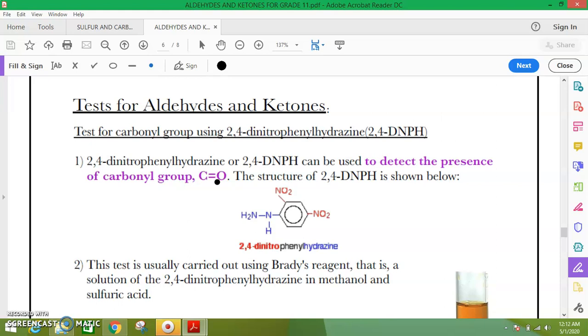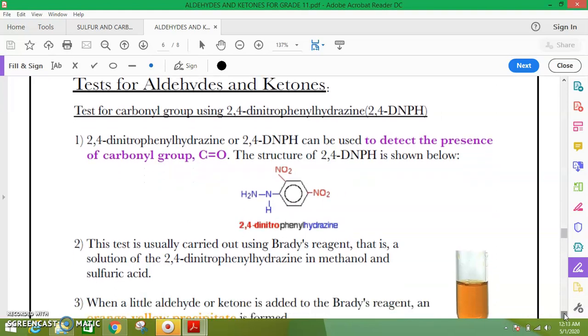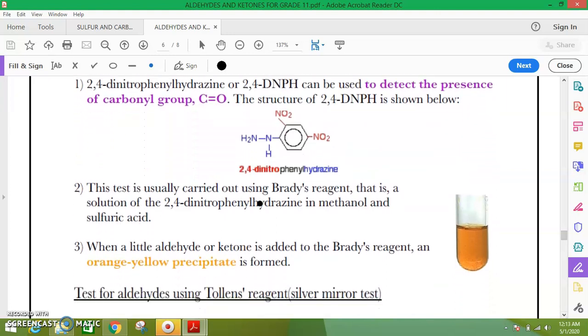The first one is 2,4-dinitrophenylhydrazine. The structure of 2,4-dinitrophenylhydrazine is like this, and this test is usually carried out using Brady's reagent, that is a solution of 2,4-dinitrophenylhydrazine in methanol and sulfuric acid. It means we are going to prepare the reagent solution first. That reagent we will use to detect the presence of the carbonyl group.